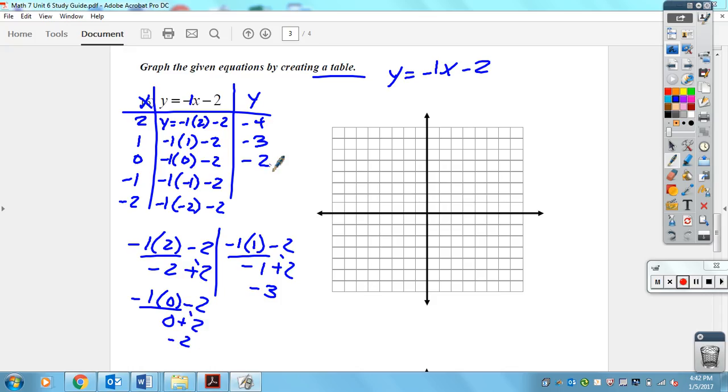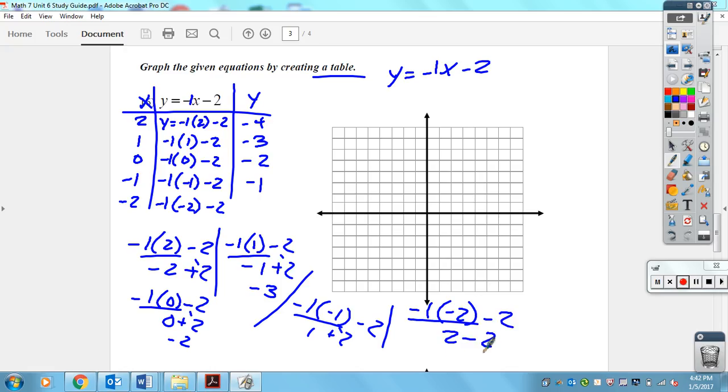You should be noticing a pattern. Negative 1 times negative 1 minus 2, which is a positive 1 minus 2. Keep, change, negative 1. Let's do the last one. Negative 1 times negative 2 minus 2. Negative 1 times negative 2 is a positive 2 minus 2, which is, of course, 0. So there is a pattern. We should see it on our graph.